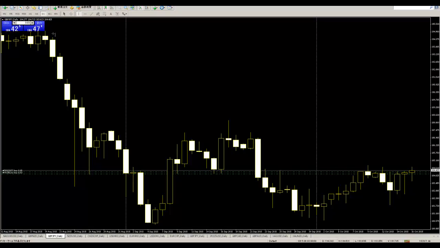Price goes outside the previous candlestick, and the last bar goes inside the previous candlestick and closes. Then the price direction begins to change.